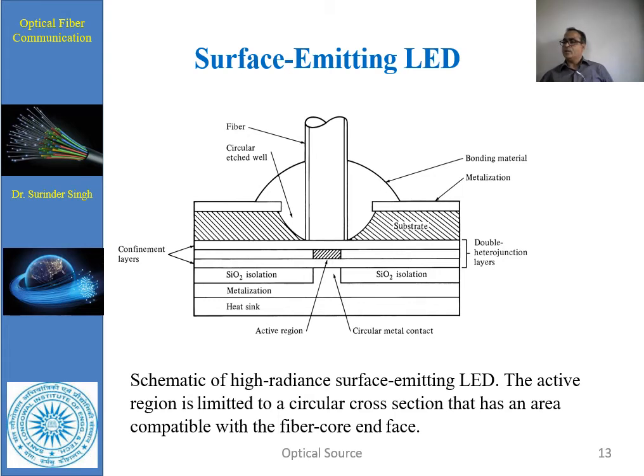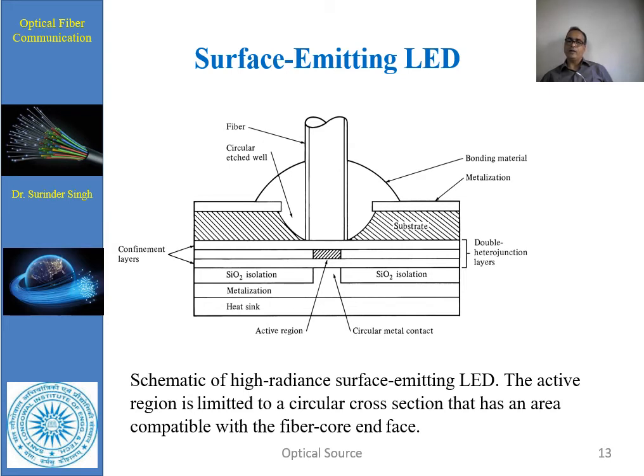Now the circular active area in a practical surface emitter is normally 50 micrometers in diameter and 2.5 micrometers thick. The emission pattern is isotropic with a 120-degree half power beam width. The isotropic pattern from the surface emitting LED is called the Lambertian pattern. In this pattern, sources look equally bright when we view from any direction.